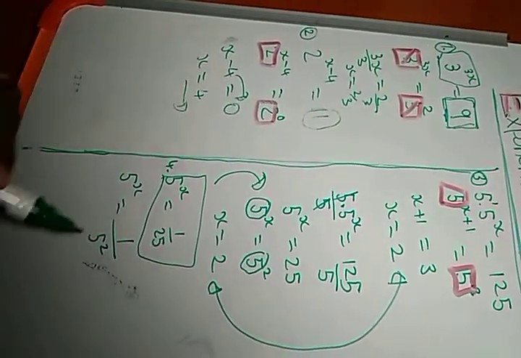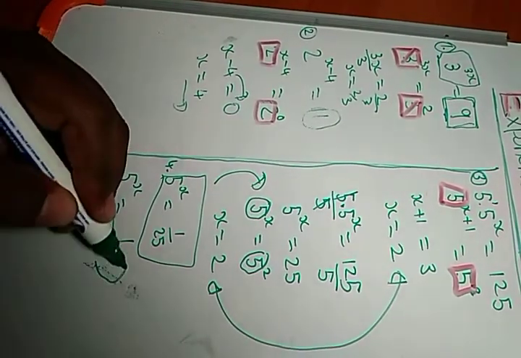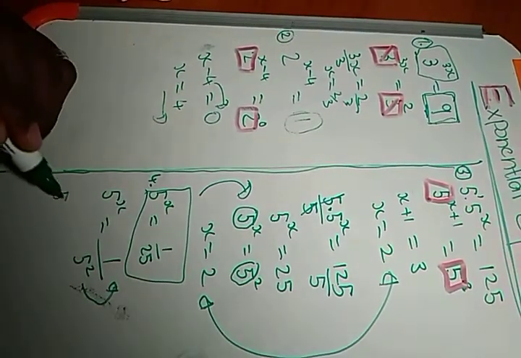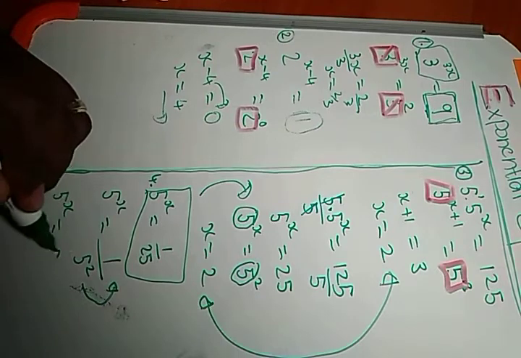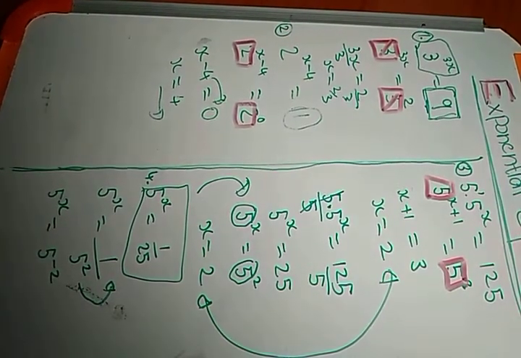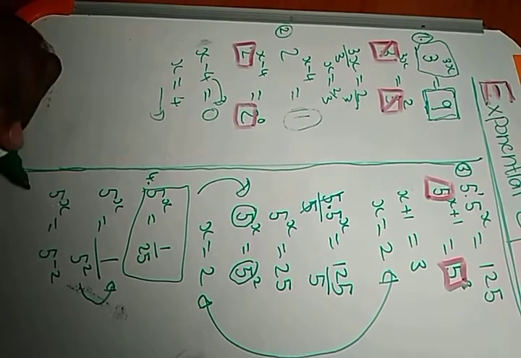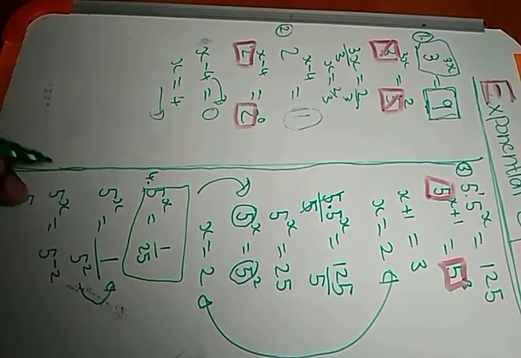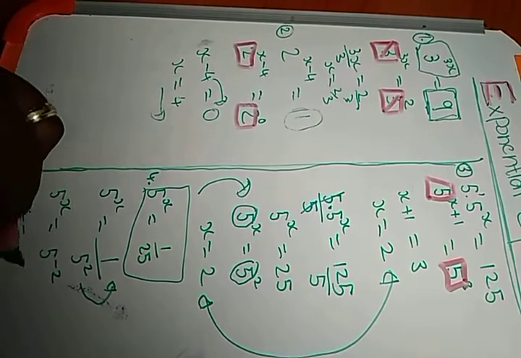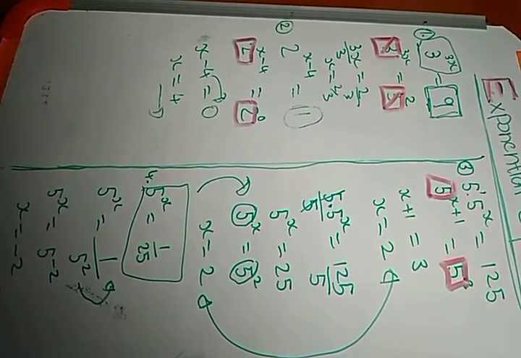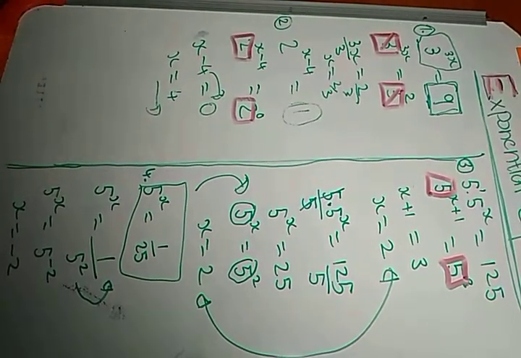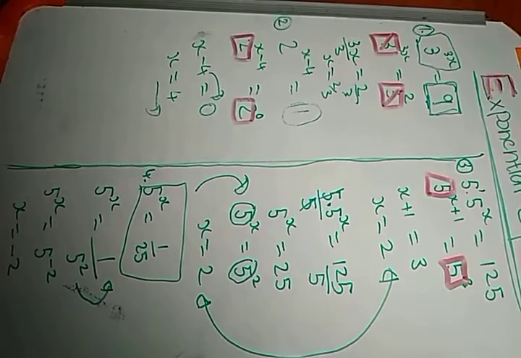So now, what do I do? I've learned earlier about negative exponents. So I'm going to have 5 to the power x is 5 to the power minus 2. Okay, I've learned that from working with negative exponents. So then I've got the same bases. I will have x is equal to minus 2. Okay, that's sorted. That's exponential equations. Just a couple of examples. The more we do the examples, the better we become at this.